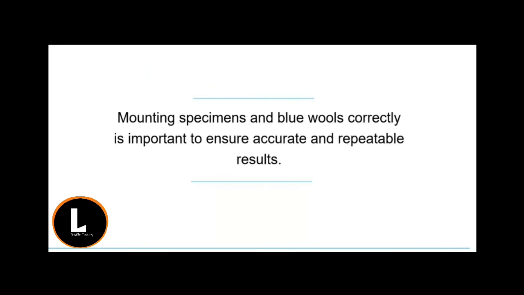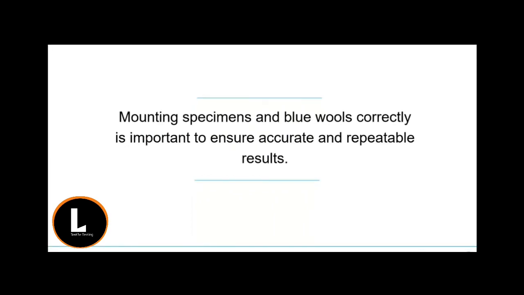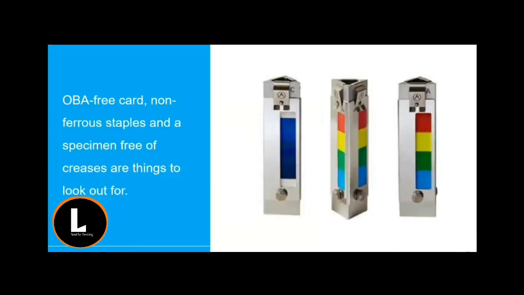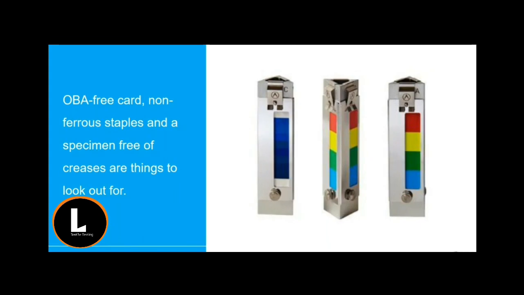Another basic error we sometimes see being overlooked is preparing the test, and this is very easy to get right the first time. Mounting specimens correctly is important to ensure accurate and repeatable results. So some helpful tips we have for this: place the specimens on OBA-free white cards, that's optical brightening agent-free white cards. Attach using small non-ferrous staples. These small staples create less bulk, and non-ferrous staples won't rust.